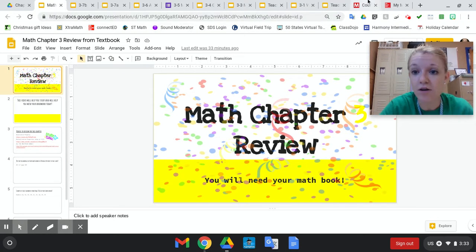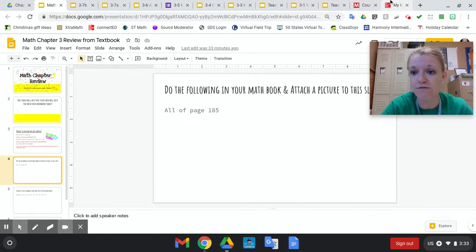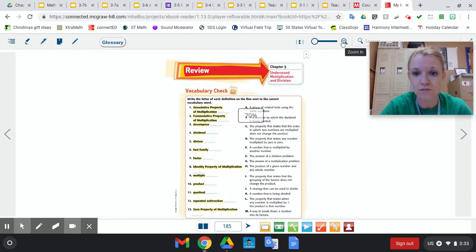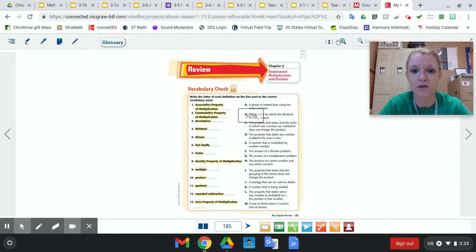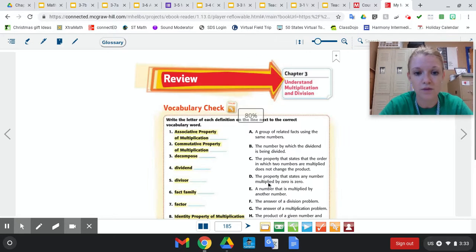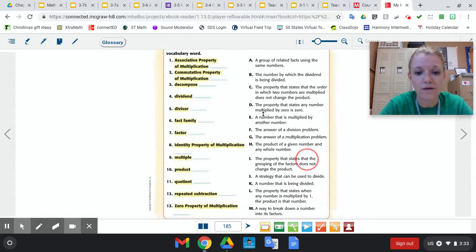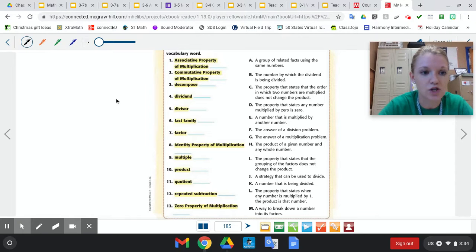So take out your math books, turn to page 185, and we're going to do this together. All right, let's zoom in just a wee bit. Zoom, hello. Okay. Oh no, it zoomed out. There we go. Okay, wow, that's a lot of terms. Can we do it? I think we can. Let's do it. Do it to it.